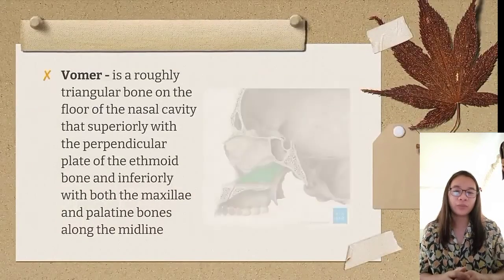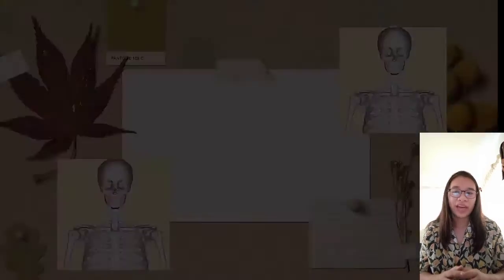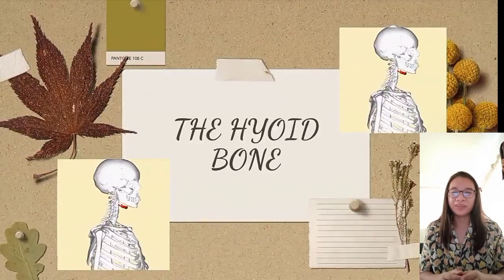The last facial bone that I am going to introduce to you is the vomer. It is a triangular-shaped bone on the floor of the nasal cavity that is superior with the perpendicular plate of the ethmoid bone. Now that would be all about the facial bones.